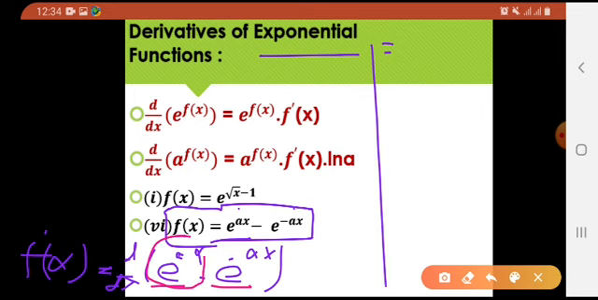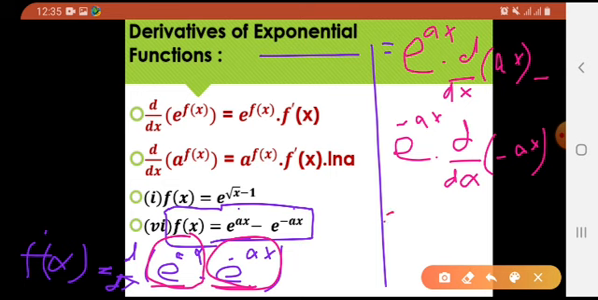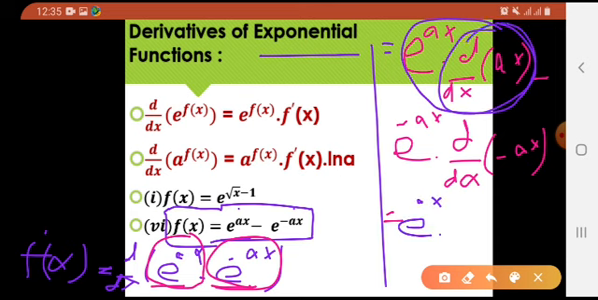What would be the derivative of e raised to the power ax? It would be the same, e raised to the power ax into the further derivative of ax. Done? Okay, further, minus the derivative of this: it would be e raised to the power minus ax as it is into d by dx of the exponent, which is minus x. So let us check what is the answer now. What would be the answer of this whole thing? It would be e raised to the power ax into the derivative of ax. A being constant stays the same, and the derivative of x with respect to x would be 1.